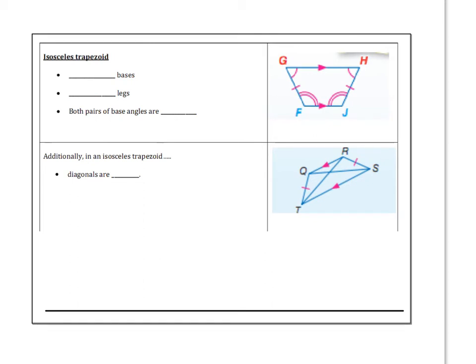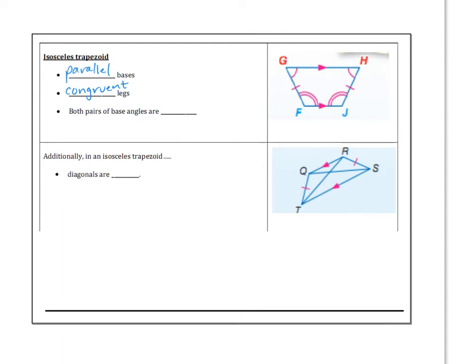And in an isosceles trapezoid, the bases are parallel, so you have parallel bases, and you have congruent legs, which means just like an isosceles triangle has two congruent sides or equal sides, an isosceles trapezoid has two equal sides. So you can see here GF and HJ, they have that extra tick mark on them. So they are congruent to each other. So this is an isosceles trapezoid. One pair of parallel sides, one pair of congruent sides.